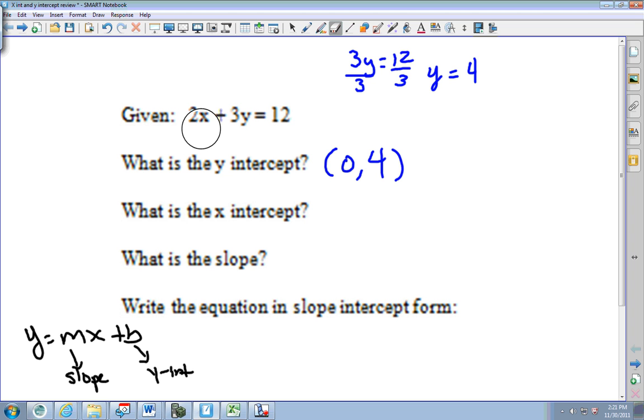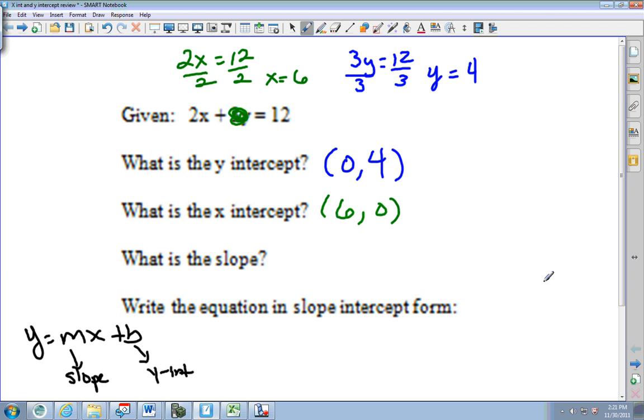To find my x-intercept, I know that my y number is going to be 0 because I need to look and find my x number. So I'm going to cover up my y number, and I get 2x equals 12. Divide by 2, x equals 6.